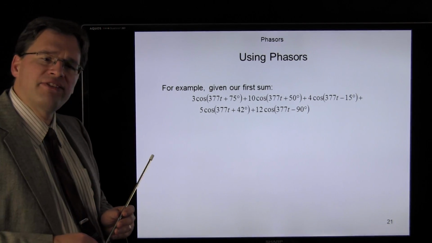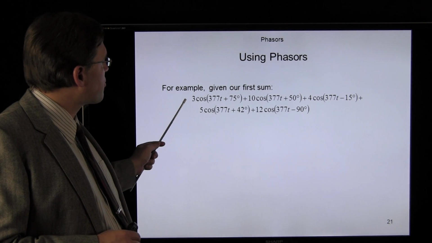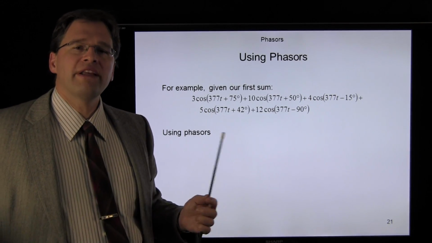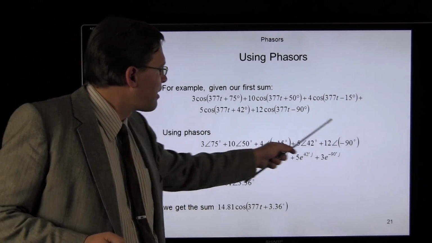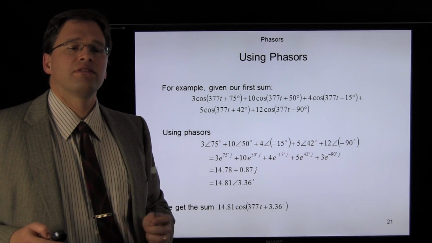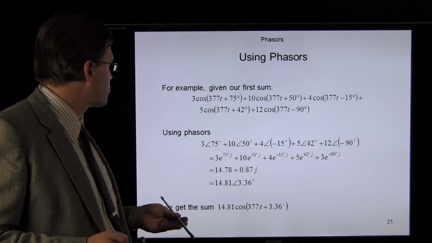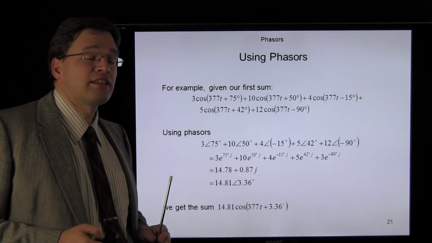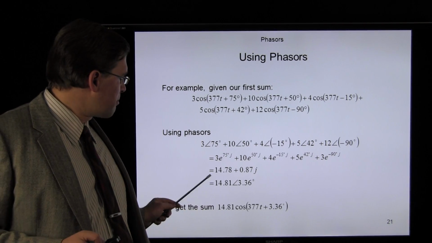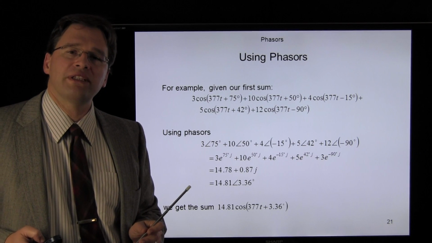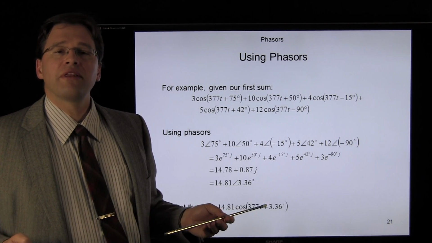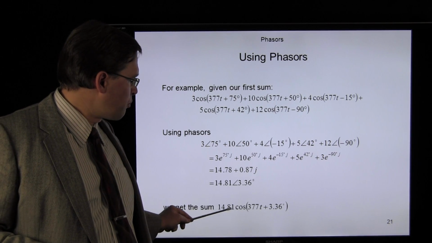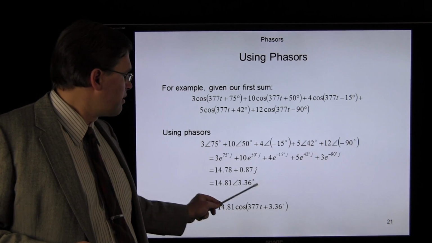Let's look at our sum of 5 sinusoids. This first one is 3 phase 75. The second one is 10 phase 50. Going into the phasor domain, we are now just adding these 5 complex numbers. Straightforward enough. We get 14.78 plus 0.87j. That is represented by the phasor 14.81, phase 3.36 degrees. The associated trigonometric function has an amplitude of 14.81 with a phase shift of 3.36.